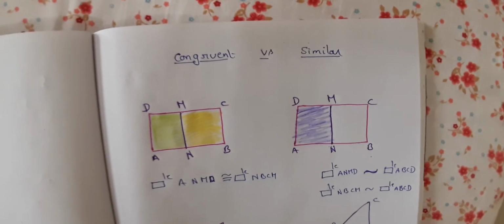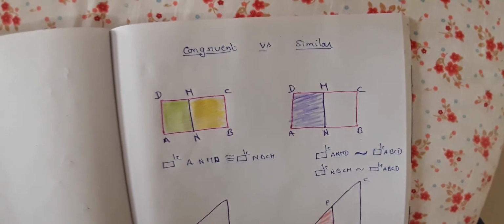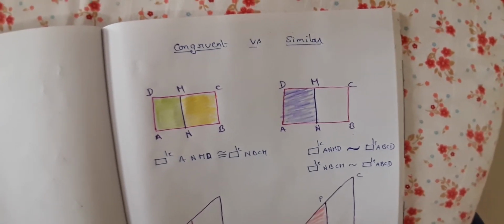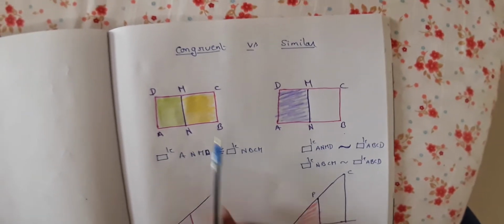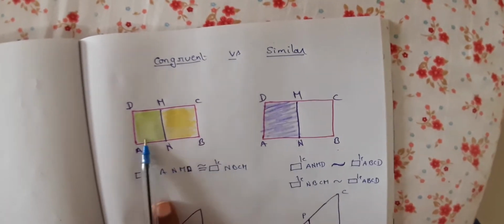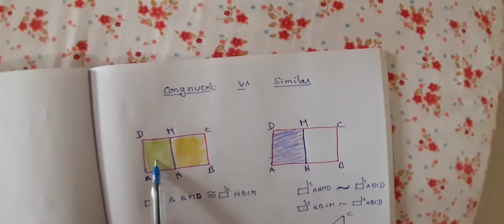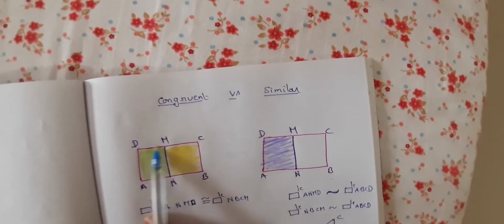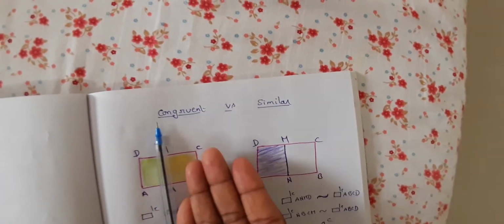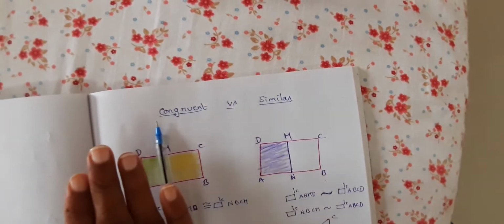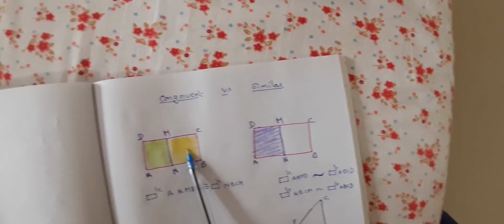Now let us see the next part. Congruent versus similar. How are they different? See, if I am given a rectangle, and I fold it exactly at the center, so that one half matches with the other half, then these two halves are congruent. This is the same size as this, because I am folding it exactly at the center. As if you flip this one, it comes and matches with the other one. So these two halves are congruent.